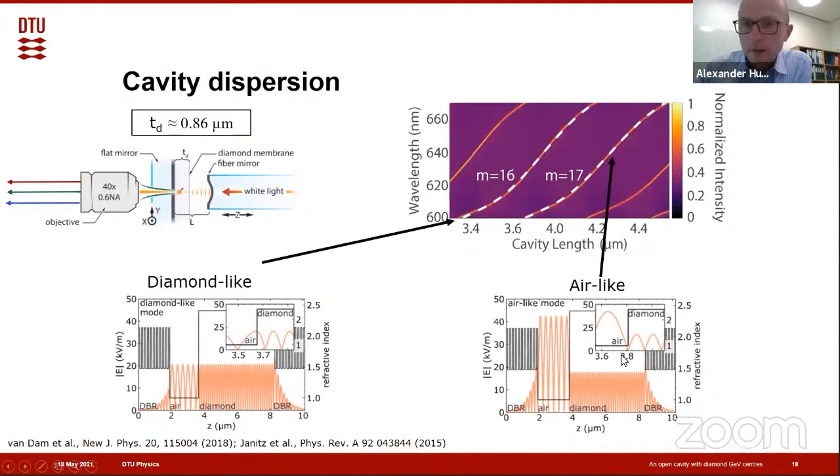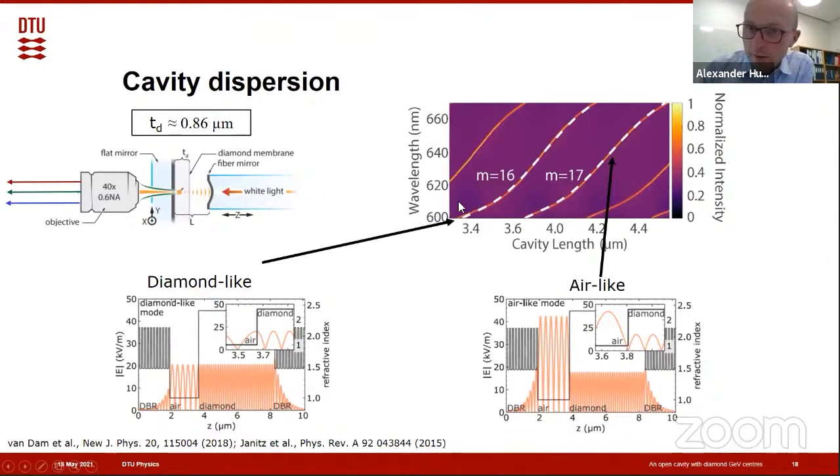Depending on the cavity length, I can have either a diamond-like mode. The diamond-like mode is when the electric field is mostly contained in the diamond. This is the preferred situation for coupling to the color centers.